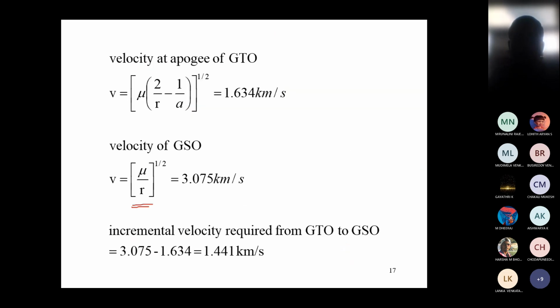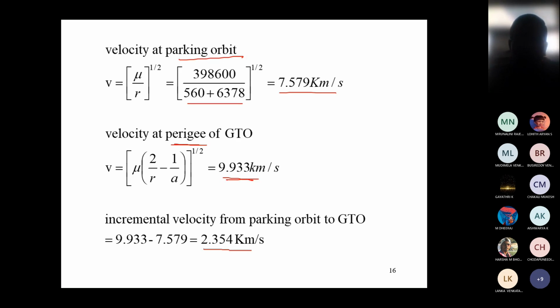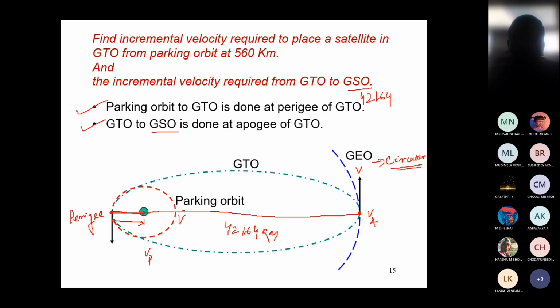Okay. So here, if you observe, the incremental velocity we require is 1.441 kilometers per second. So with that incremental velocity, there will be a change of orbit from GTO orbit to GSO orbit. Understood?